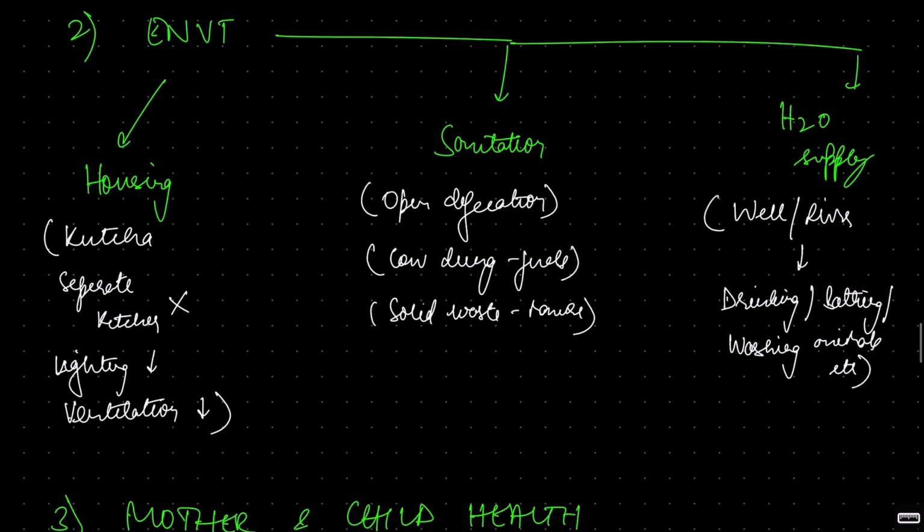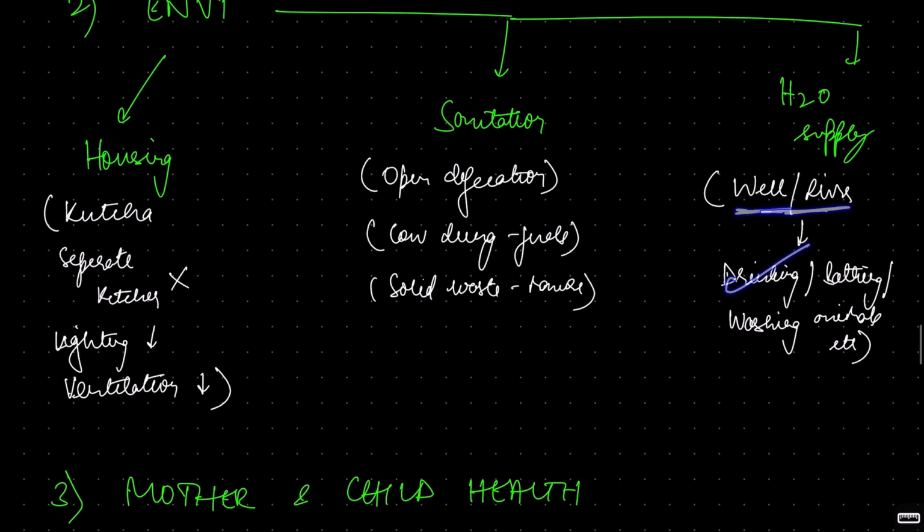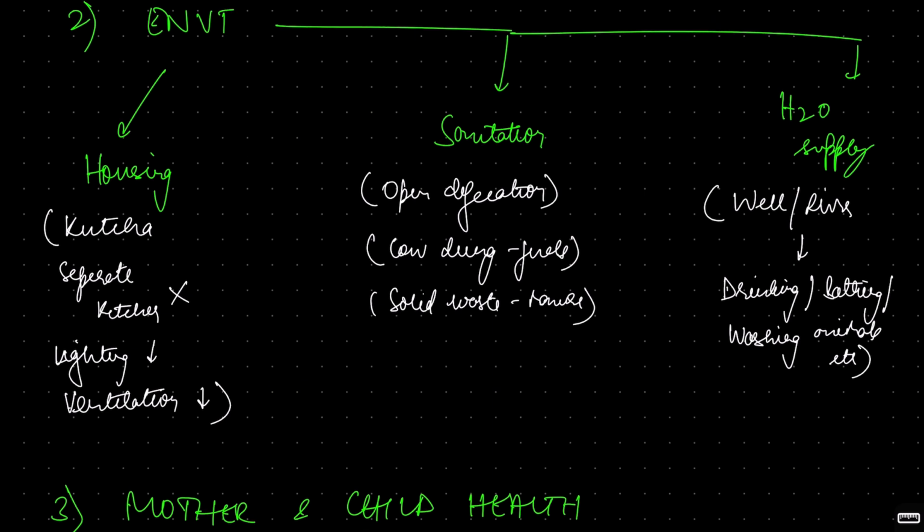Environmental cultural practices: when it comes to water supply, people in villages will use the same well, same river. They'll use it for drinking water, for bathing, for washing animals, utensils, clothes, everything. They'll use the same water supply, so it gets contaminated. When it comes to sanitation, many of them don't have toilets, they'll do open defecation in fields. They'll dry cow dung and use it as fuel. Solid waste is allowed to decompose and it is used as manure. All these are sanitation cultural practices.